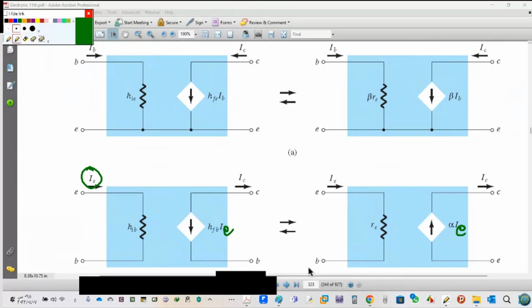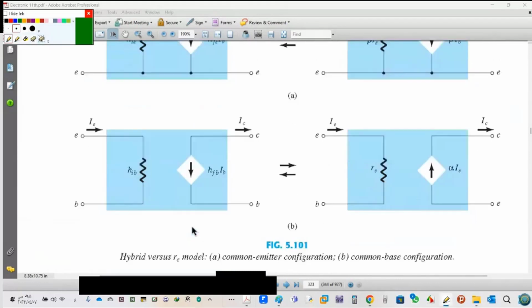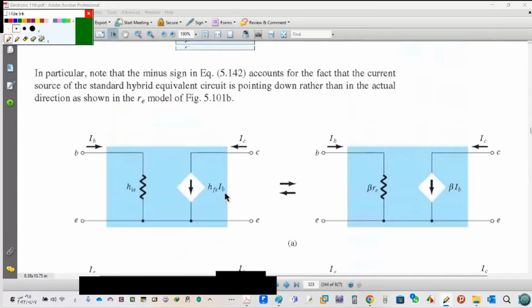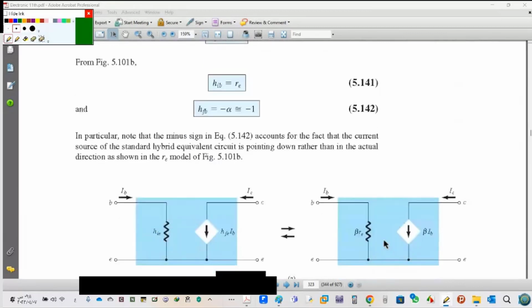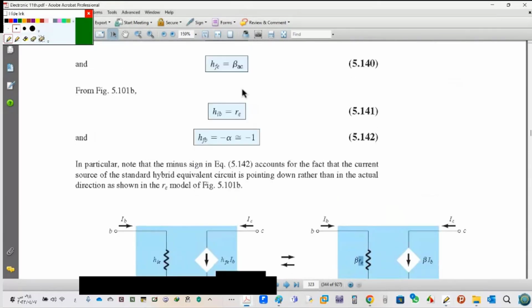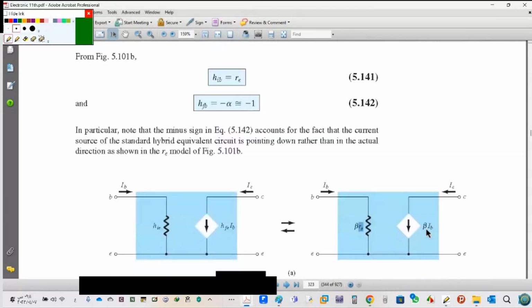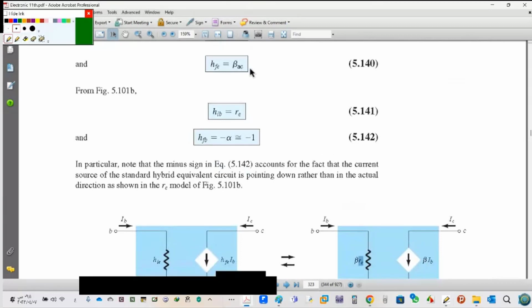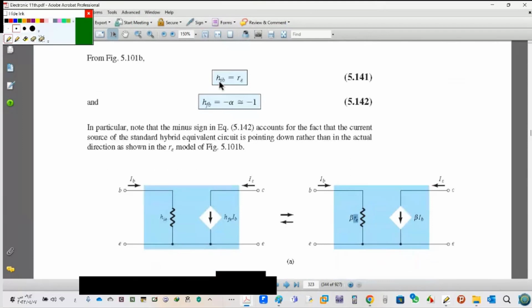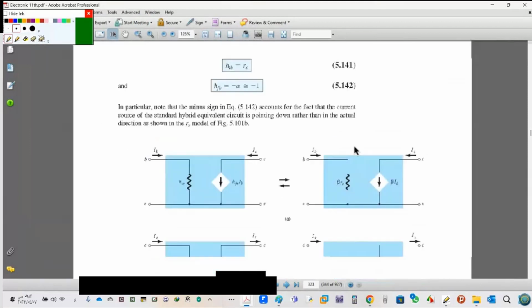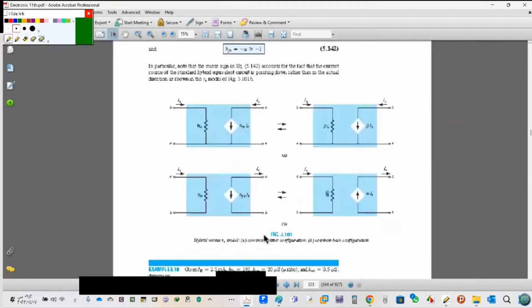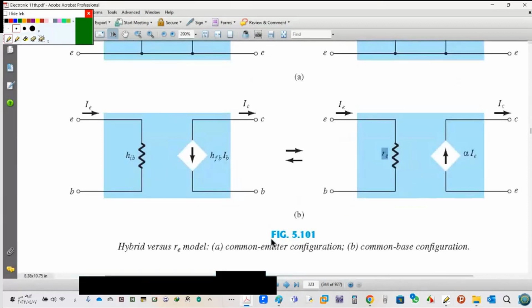Okay, so let's continue with this. Now, in the comparison we can find here HIE is beta RE, HFE is beta AC, just beta AC. Now for common emitter, HIE. For common base, HIB. This is HIB, it is RE and HFE. Take care here. See, let's talk about this one.